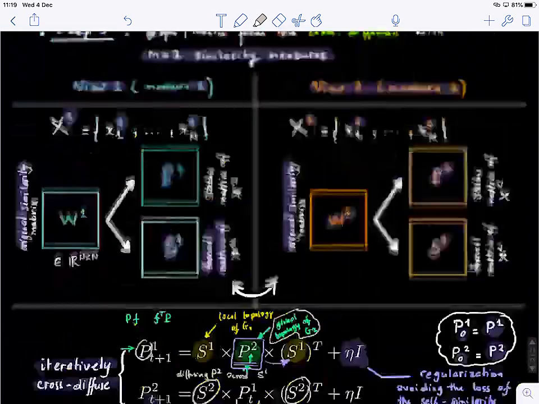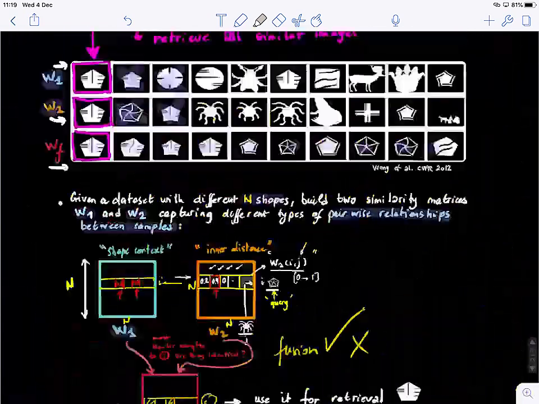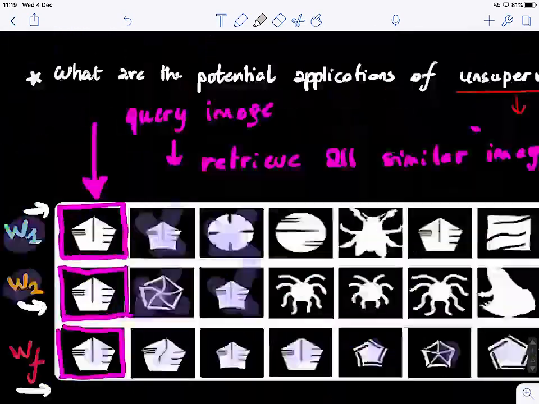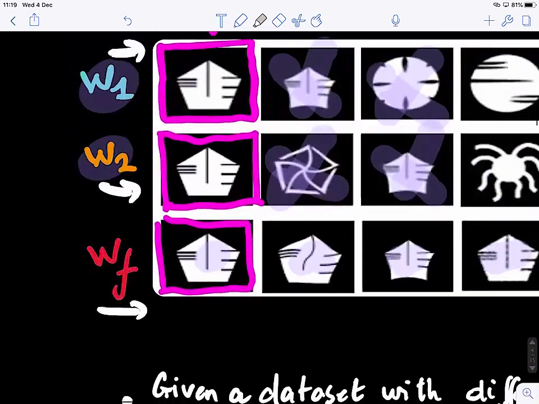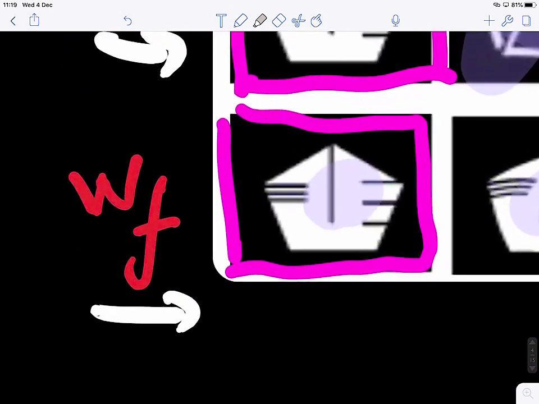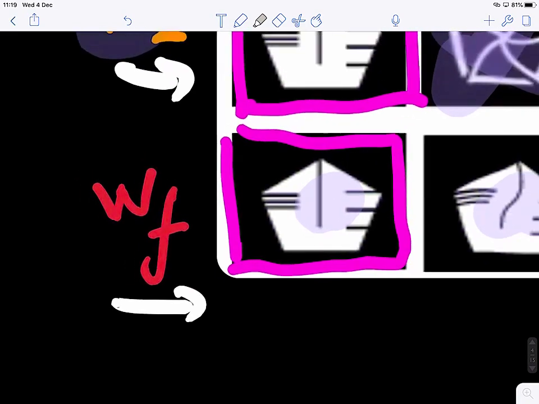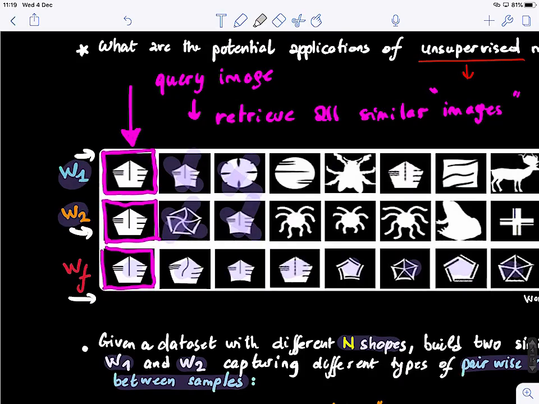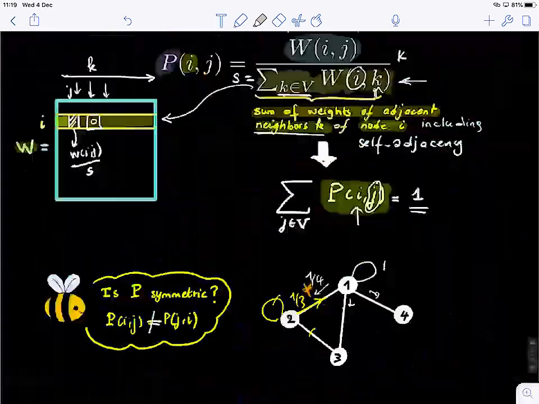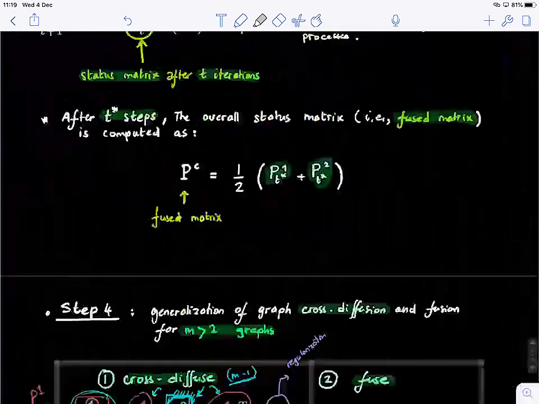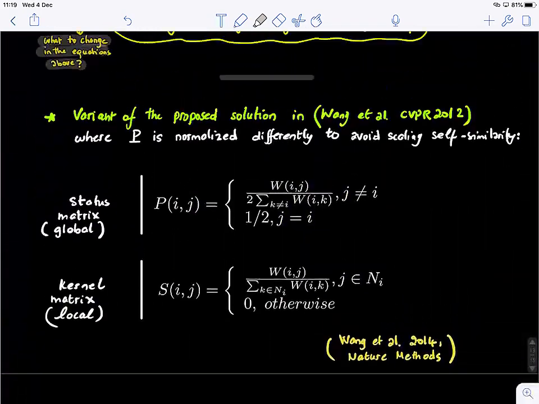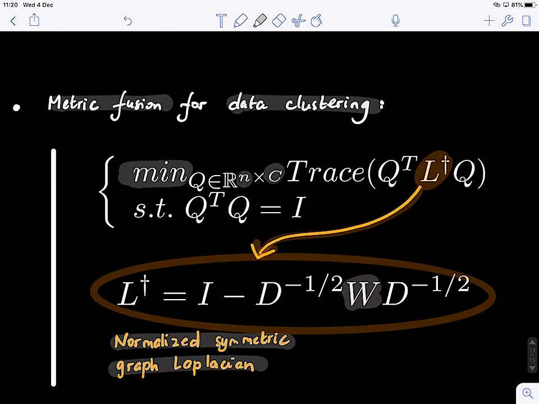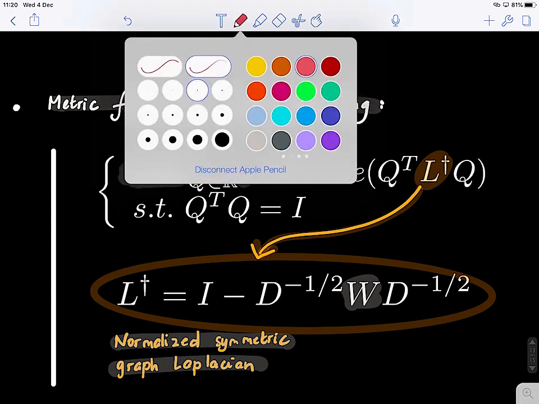Let me take you back to the very beginning. Refresh your memory. What is the problem we're solving? This one. What do we want to get? If we have multiple W's, we want to get the WF, a fused similarity matrix. So if you want to do clustering and we have multiple W's, what should we put at the end here? What should we change in this equation? The W. Yes, that's correct. So we need to change the W, simple.